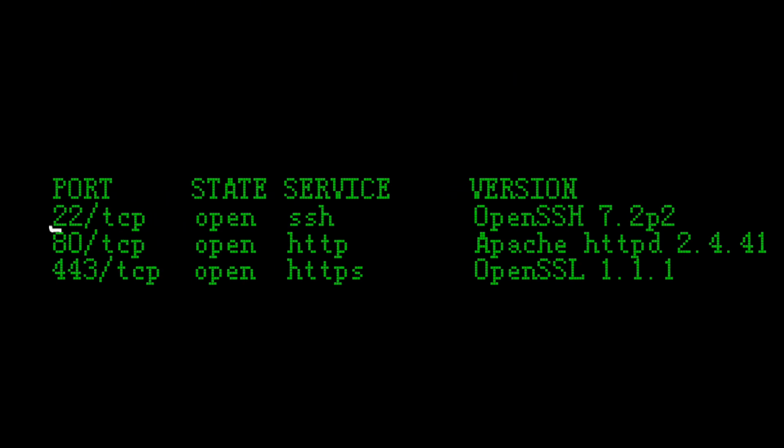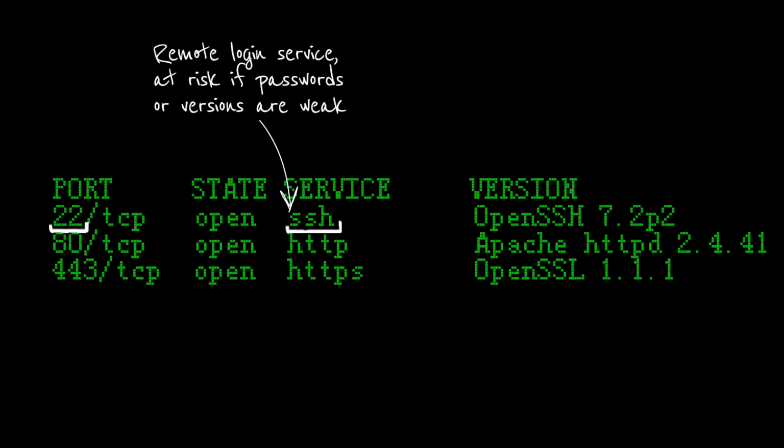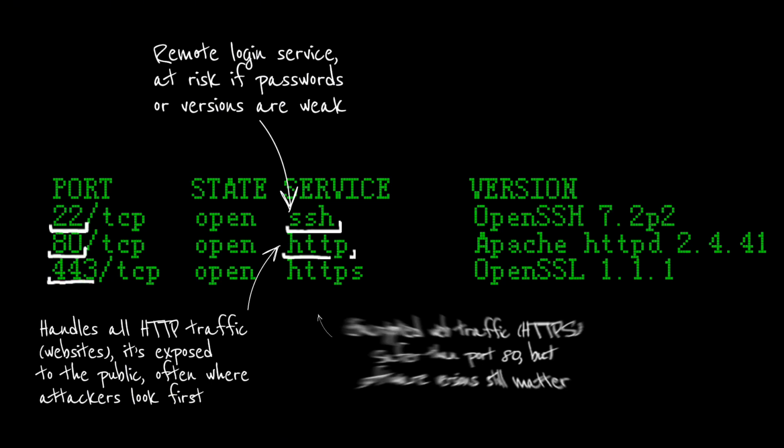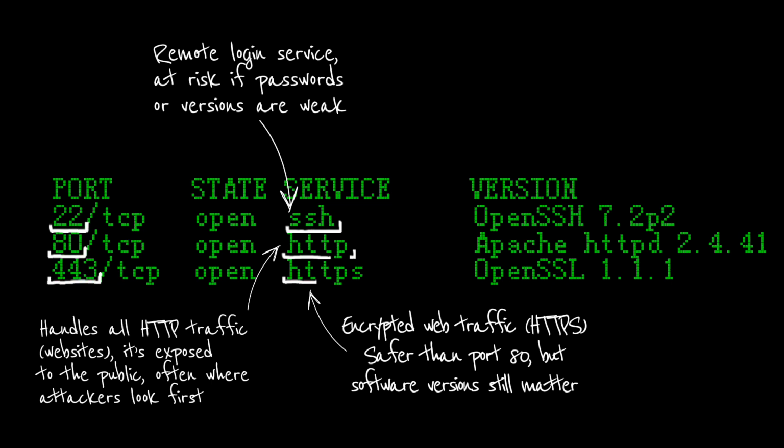Port 22 is used for SSH, a remote login service, at risk if passwords or versions are weak. Port 80 handles all HTTP traffic, so websites. It's exposed to the public, often where attackers look first. Port 443 deals with encrypted web traffic, so HTTPS. Safer than port 80, but software versions still matter.